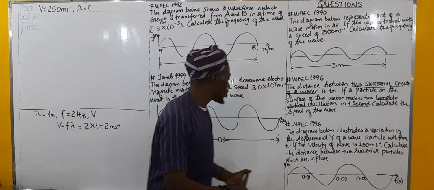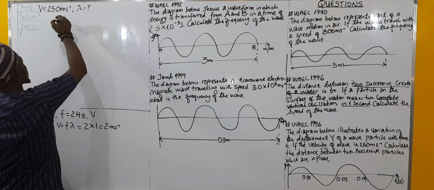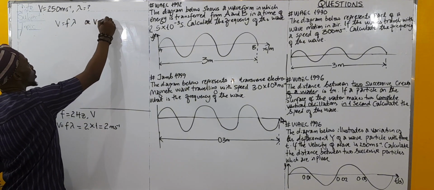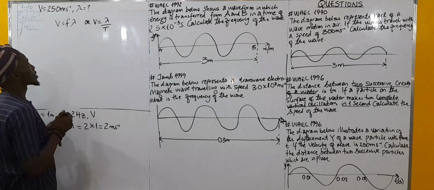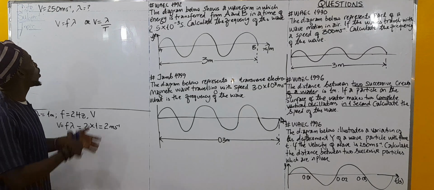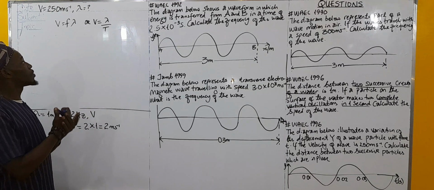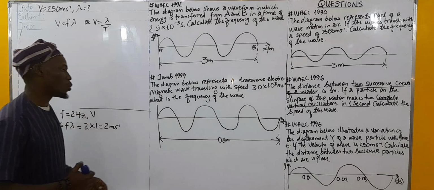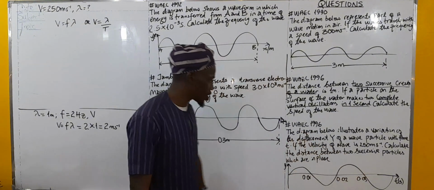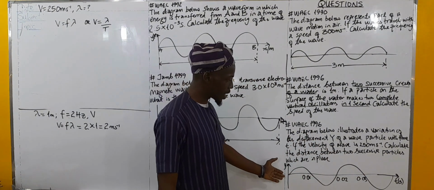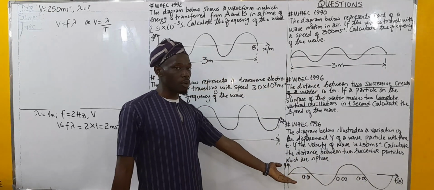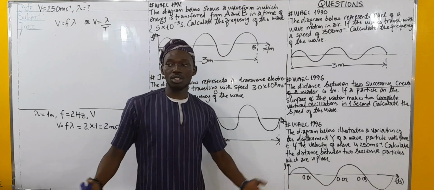Now, what we relate here is V equal F lambda, or V equal lambda over period. Wave speed equals frequency times wavelength, or wave speed equals wavelength divided by period. Now we go to the diagram. We can see the displacement, and the horizontal line is time. So it means we can find the period from this diagram. The question now is, what is the period?